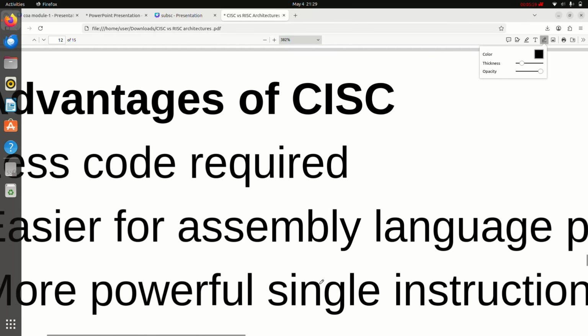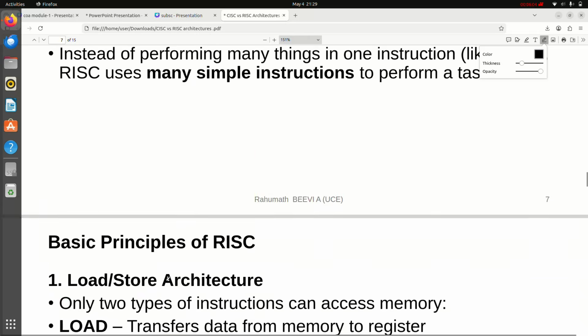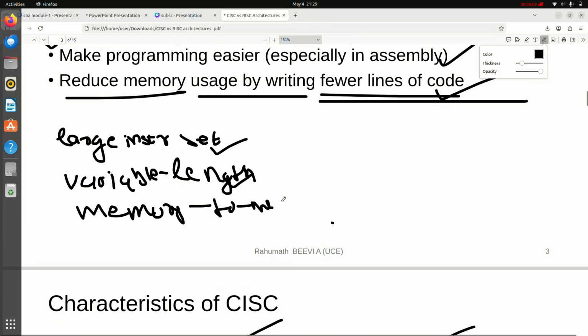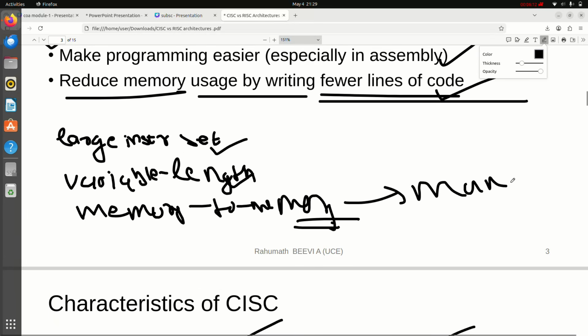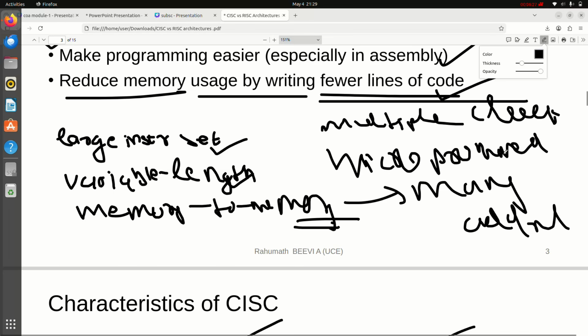When we are talking about memory to memory operation, there are many addressing modes, and it takes multiple clock cycles to execute. It is microprogrammed control, with a microprogram control unit.